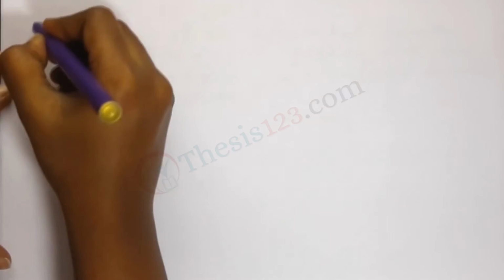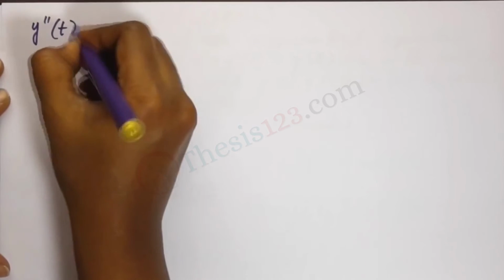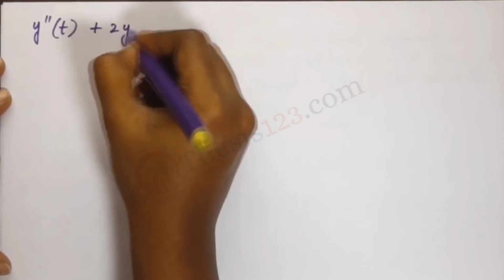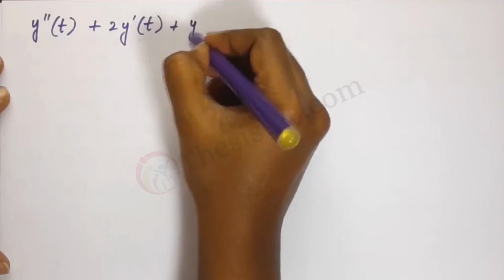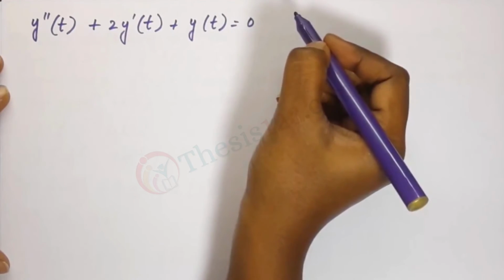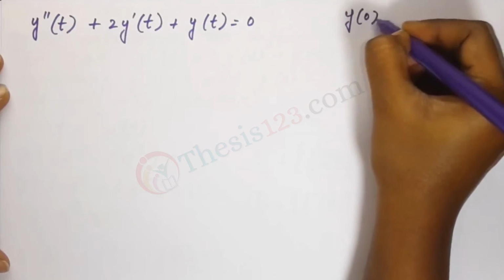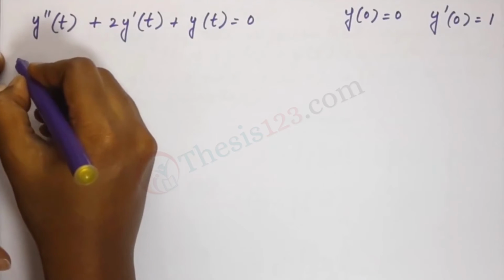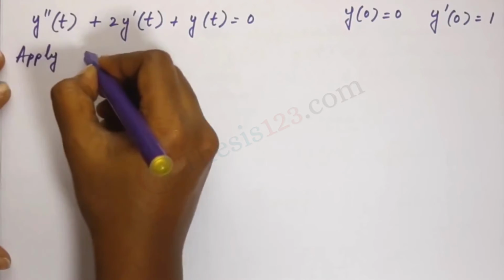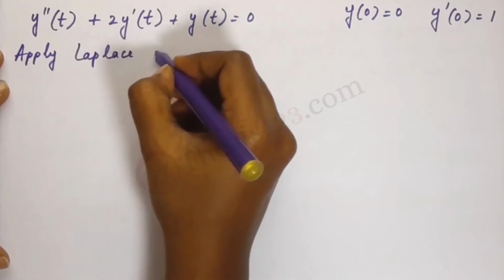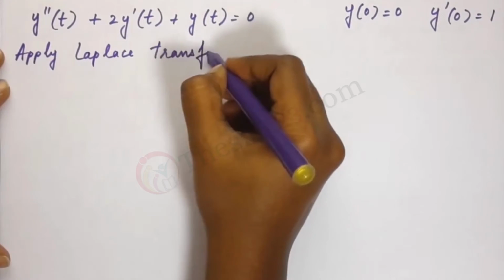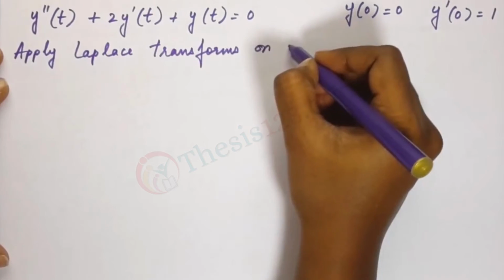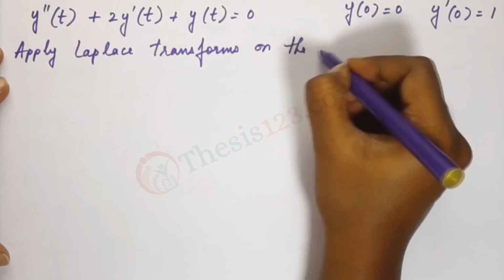Alright, so let's begin with the differential equation given to us. We have y double dash of t plus 2y dash of t plus y of t is equal to 0. I'll put down the initial condition here so that we can refer to it when we need it. So we are going to apply Laplace transform on both sides of the equation.